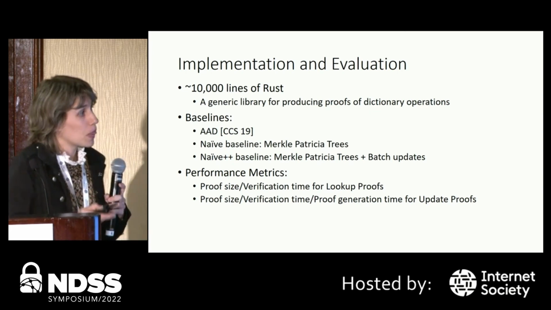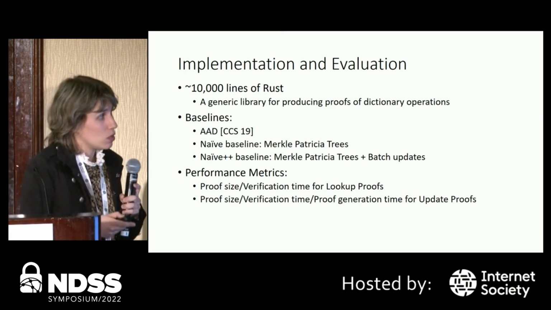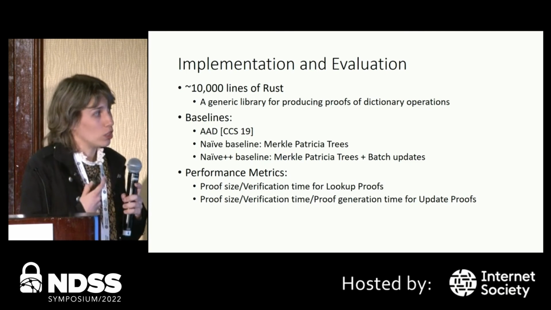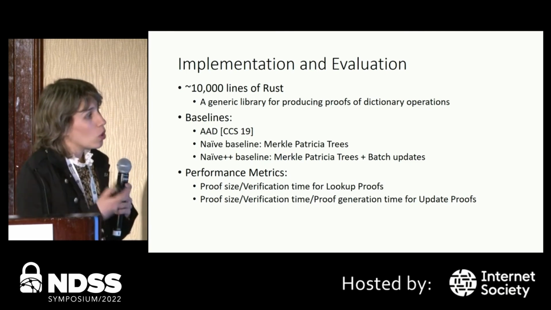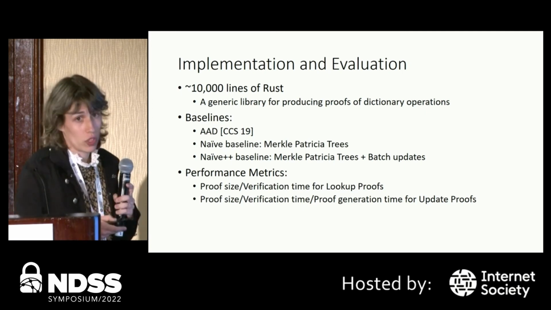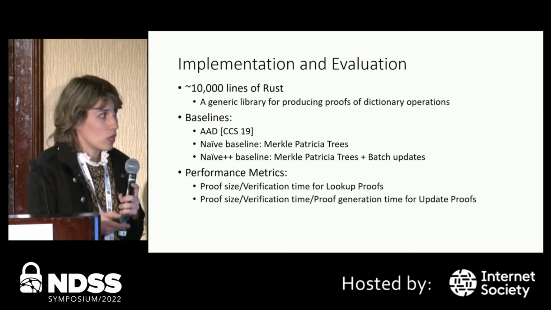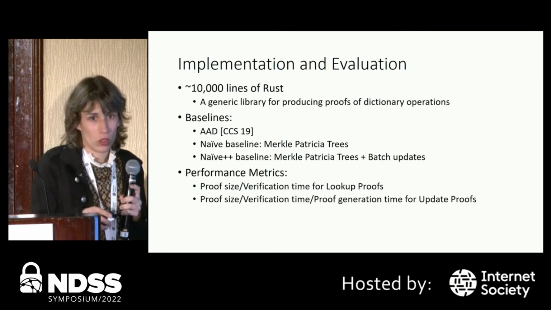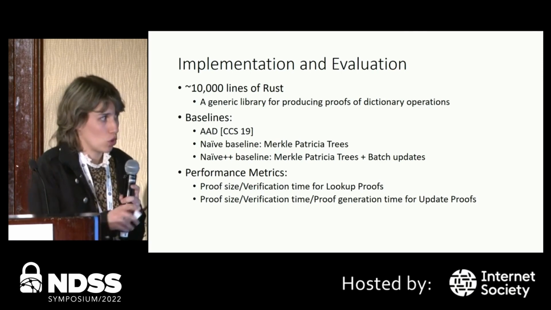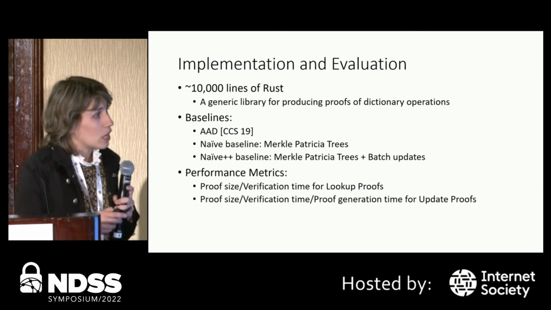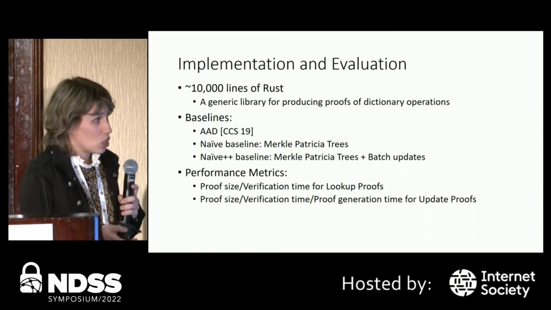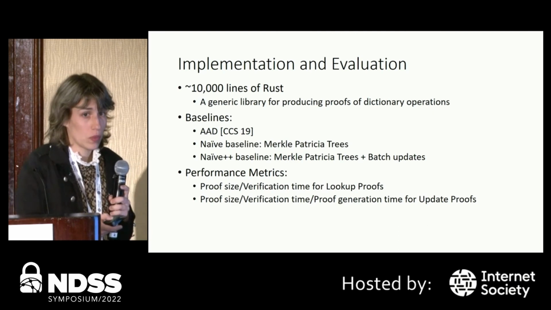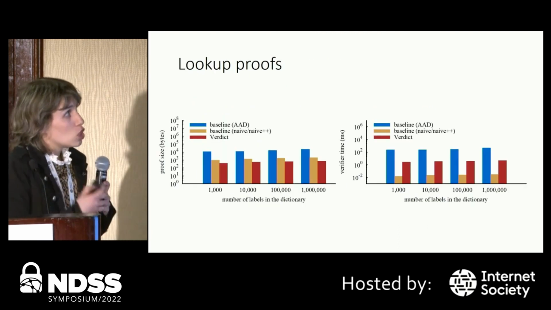updates. And we evaluate all of the systems on the quality of the proofs they create, the lookup proofs and the update proofs. So for lookup proofs, we look at the proof size and verification time. Proof generation time for lookup proofs is memory bound on all systems, so I'm not going to show you any results on that. And as for update proofs, we compare them on proof size, verification time, and proof generation time. So let's look at the lookup proofs.